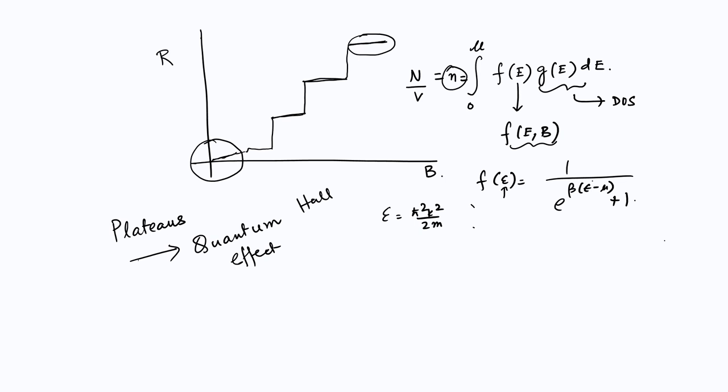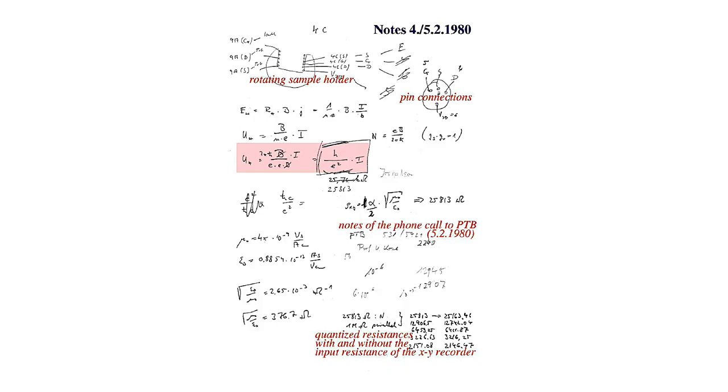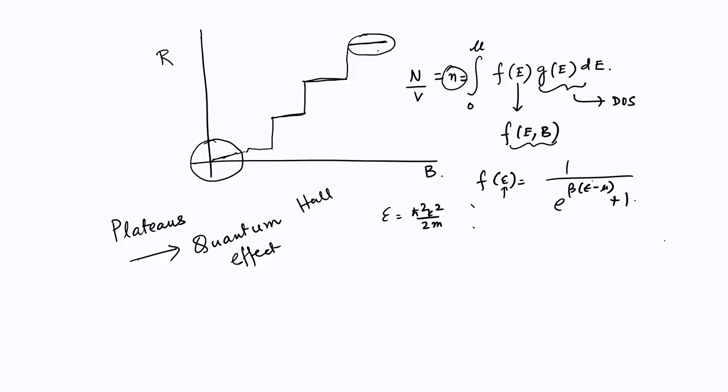Now, what Klitzing found out on the day of his discovery, in which he actually wrote some nice notes, which are sort of illegible because they have been used many times, is that these resistivities are quantized in units of h over e squared, which means this has a value h over e squared. I'm just giving you an example. This is h over 2e squared, this is h over 3e squared, and so on.